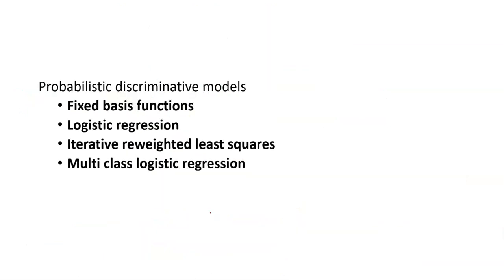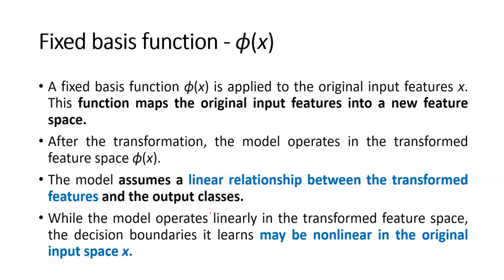So four things we need to know about the probabilistic discriminative model. One is fixed basis functions, then logistic regression, iterative reweighted least squares, and multi-class logistic regression. The fixed basis function is represented with the notation phi of x.